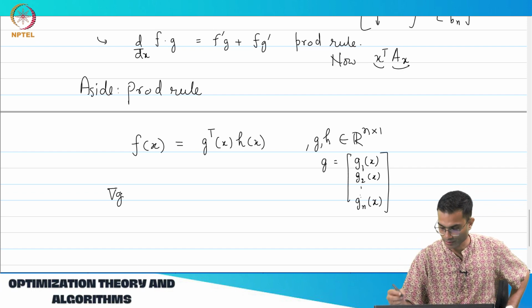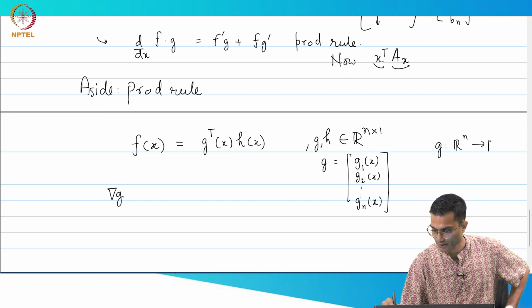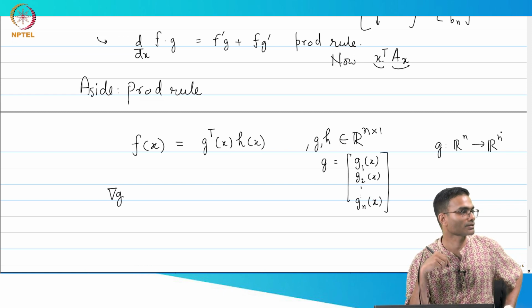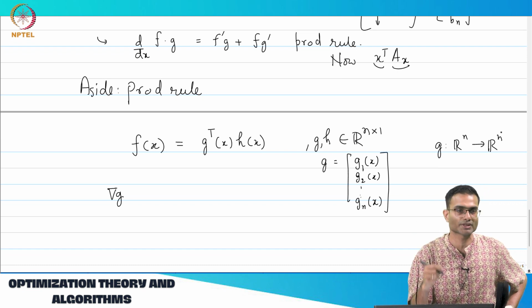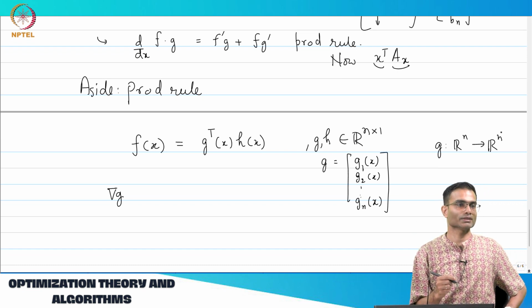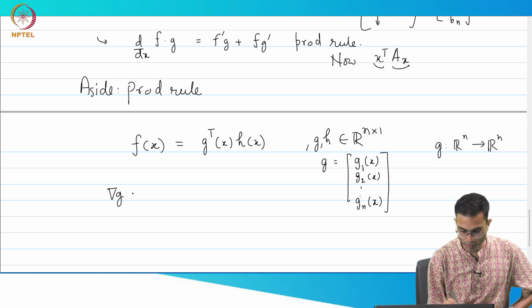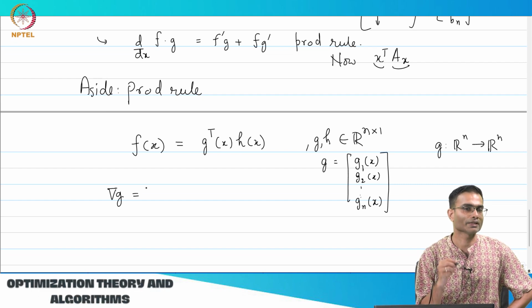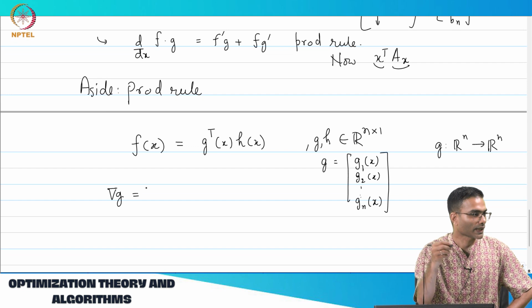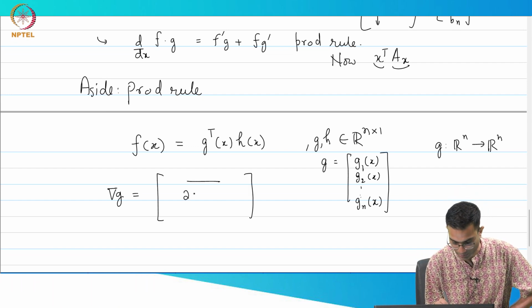Why? Because you can think of this G as Rn to Rn. It takes x as input, which is n-dimensional, and gives n-dimensional G out, G1 to Gn. So, when I ask you what is grad G, it should be a matrix which is the Jacobian. And we already know what this looks like. Every row of this matrix is the partial derivative of that component.